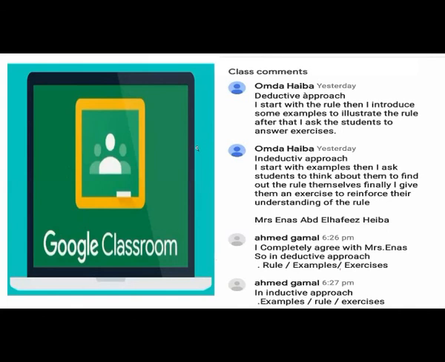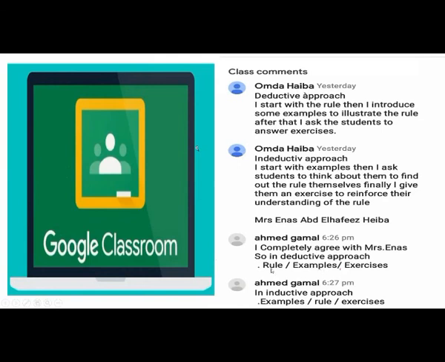Yes. I completely agree with Mrs. Ines. What did she say? Deductive approach: we start with the rule. Then I introduce some examples to illustrate the rule. After that, I ask the students to answer exercises. Yes, Mr. Ahmed, summarize the steps that we do in the two approaches.